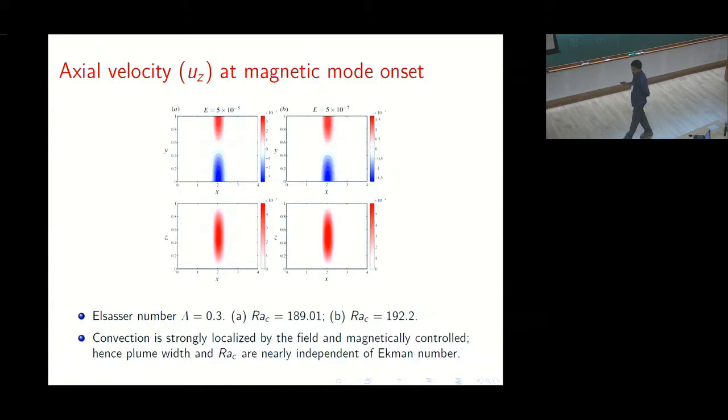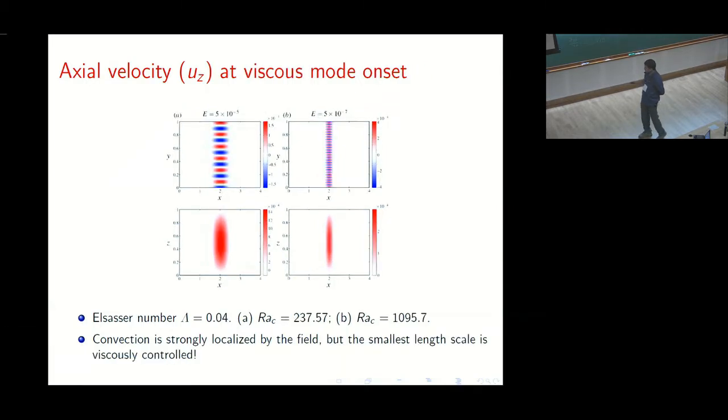What happens if I increase the field strength? If I increase the field strength, changing Ekman number has absolutely no change on the convection pattern. You still have localization due to the magnetic field, but just look at the Rayleigh numbers. They are almost independent of Ekman number. Okay? They are approximately 190. So in the previous case, the Rayleigh number was a very strong function of the Ekman number.